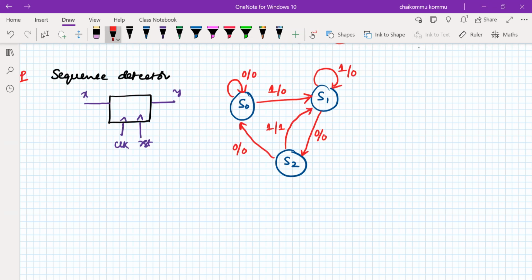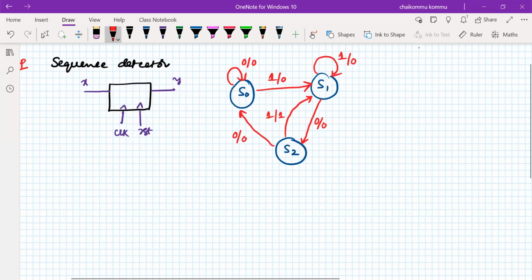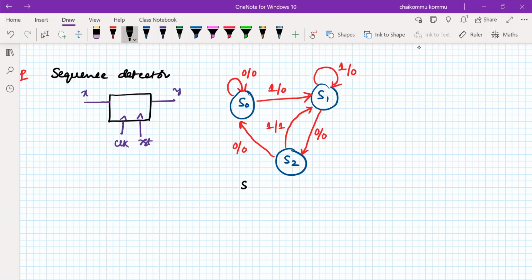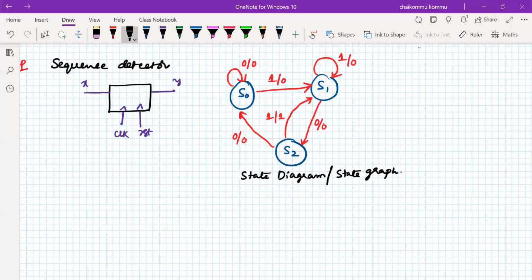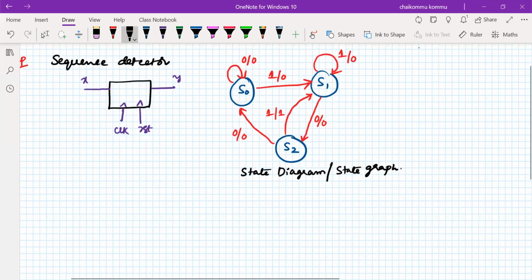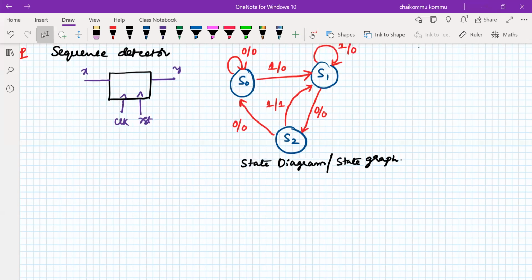Therefore, instead of taking the truth table to understand the sequence detector, it is better to identify this with the help of a state diagram. This is called a state diagram, or we can call it a state graph, one and the same. Once we have the information in the form of a state graph, if you want to design this circuit, we have to know which subcomponents are involved, right?